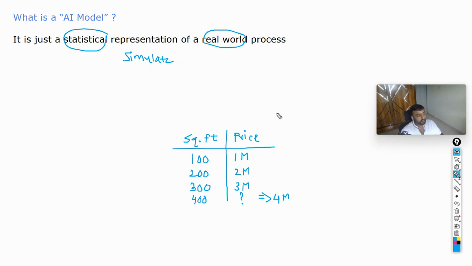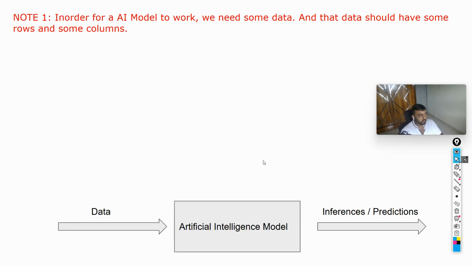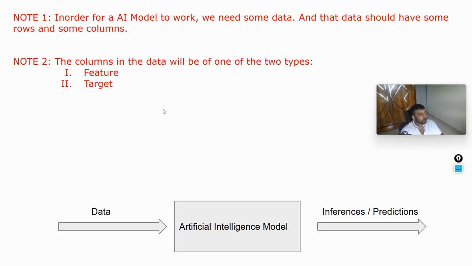So up till now we have covered two definitions. First definition was that of AI. Second definition was that of AI model. Now keeping in mind these two definitions, let's proceed ahead. Now guys, in order to create a AI model, there are two important notes that you need to keep in mind. Let's look at them. So first important note is that for making any AI model to work, you need some data and that data needs to have some rows and some columns. Second important note is that the columns in the data will be of one of the two types. Either a column will be called a feature column or a column will be called a target column.